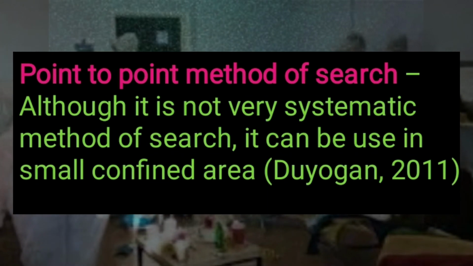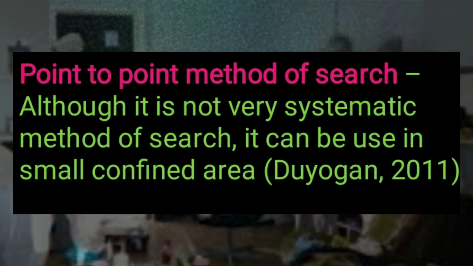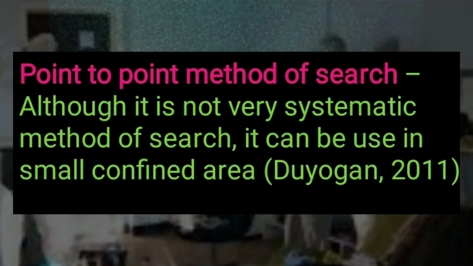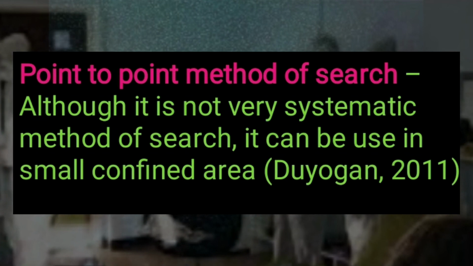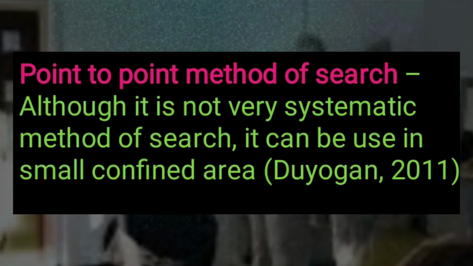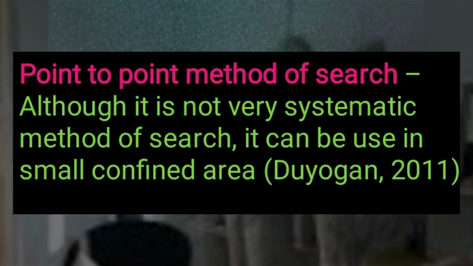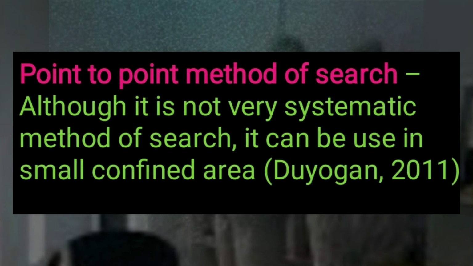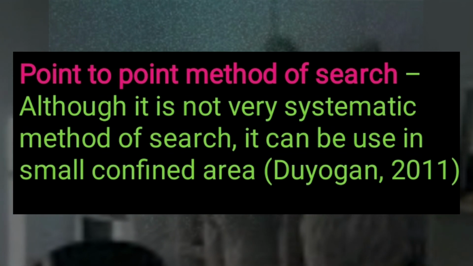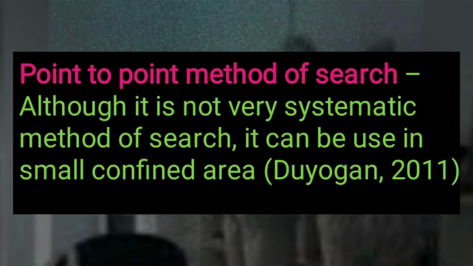So, ano naman po yung point-to-point method of search? Point-to-point method of search is not that systematic type of search. It is not a systematic method of search. However, it can be used in a small confined area. Kapag maliit yung lugar, napakaliit ng crime scene, alangan namang ikaw po'y mag-i-spiral pa. Hindi naman pwede.